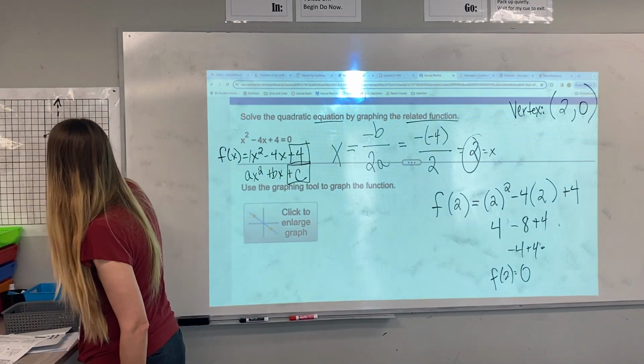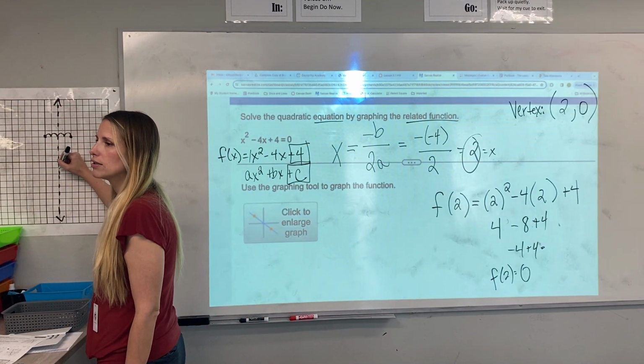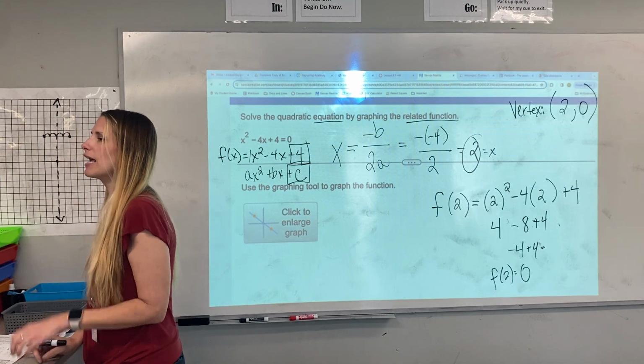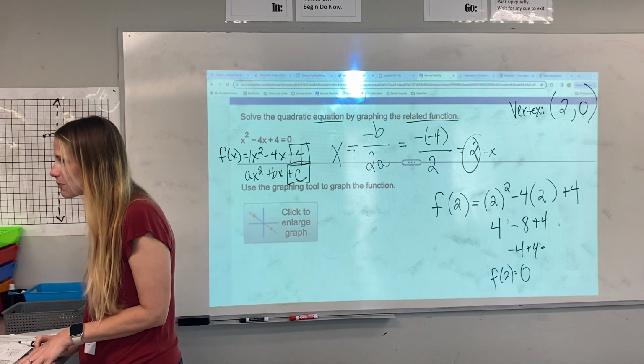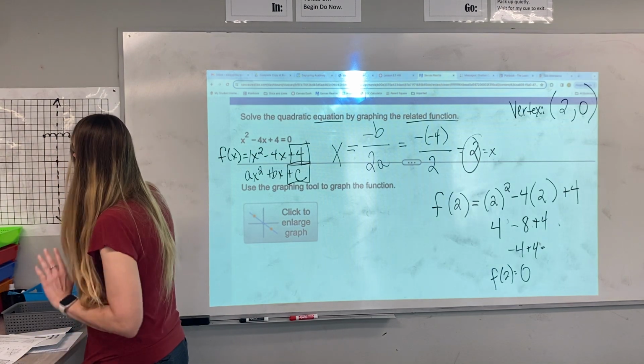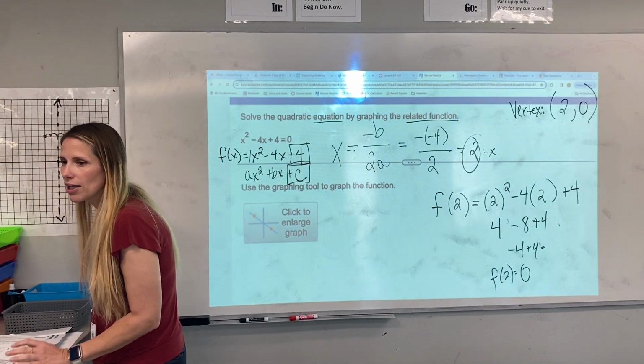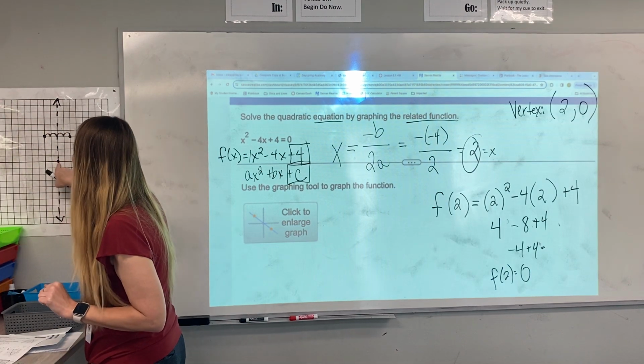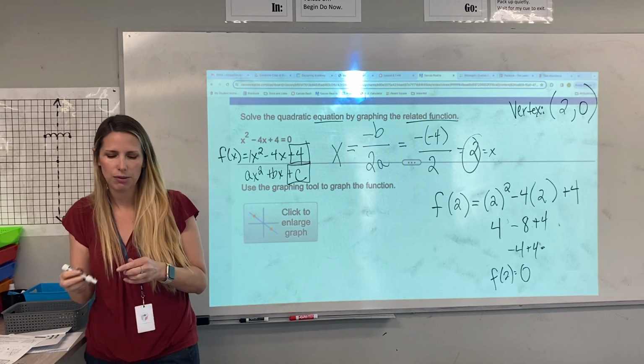Here is your vertex. It will not always be 0. To graph a parabola digitally, all you need to do is select the parabola tool and graph the vertex and one other point, and boom, you've got a parabola.